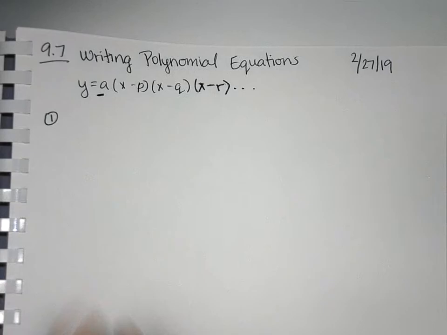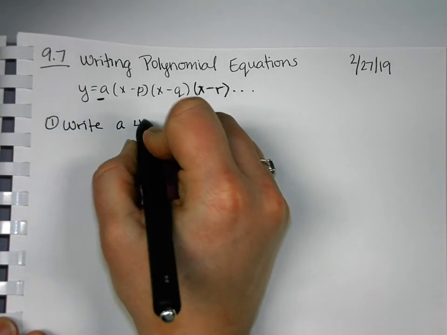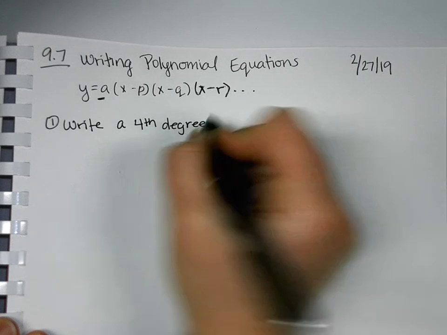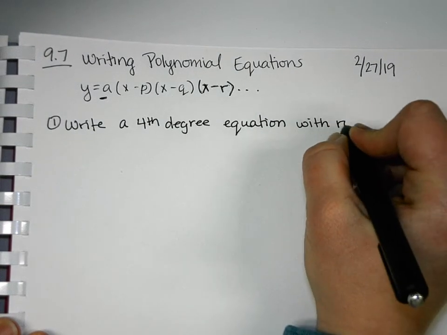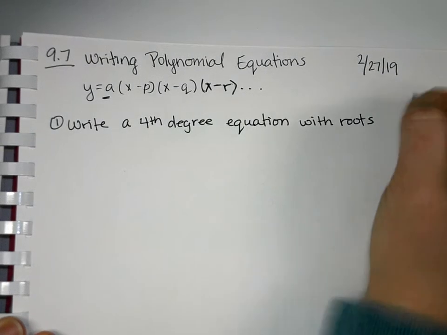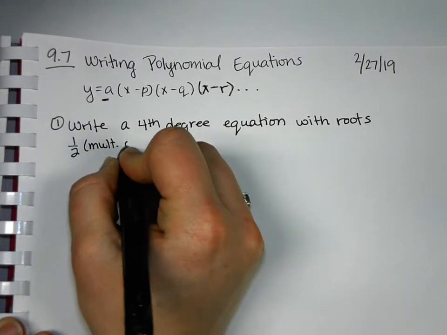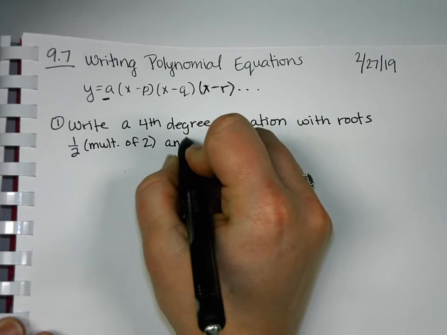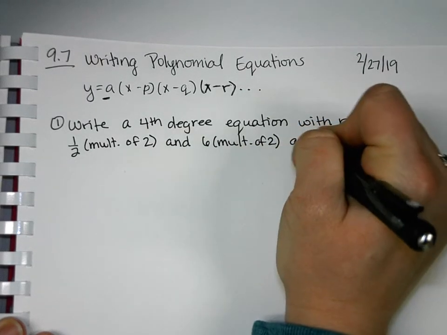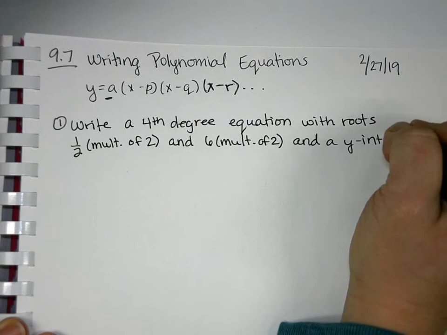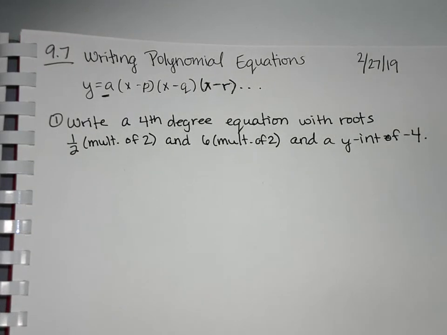This first one that we're going to go through, our directions say: write a 4th degree equation with roots one half that has a multiplicity of 2, and 6 that has a multiplicity of 2, and a y-intercept of -4. So this is everything we know about the equation that we want to write.